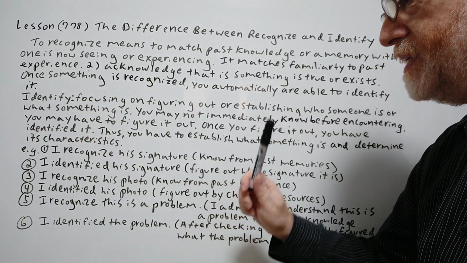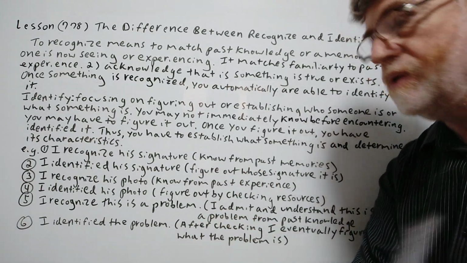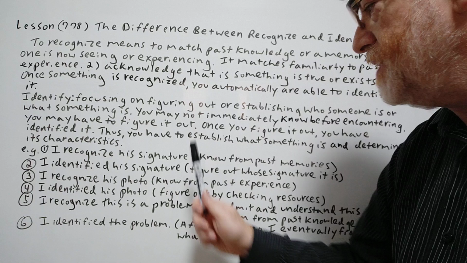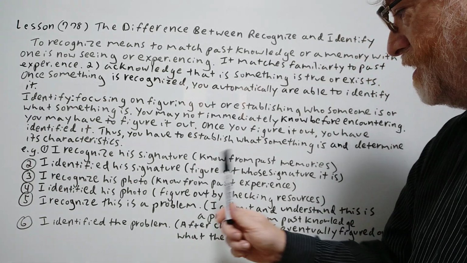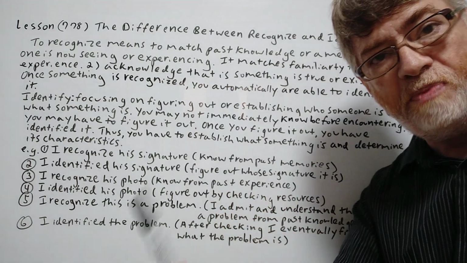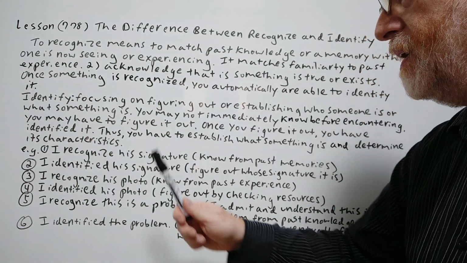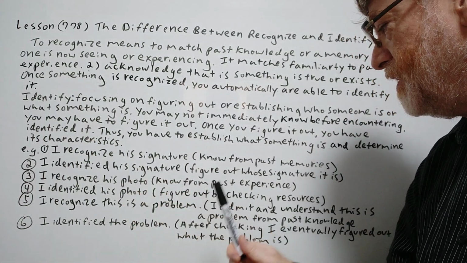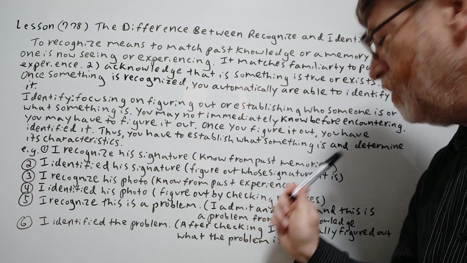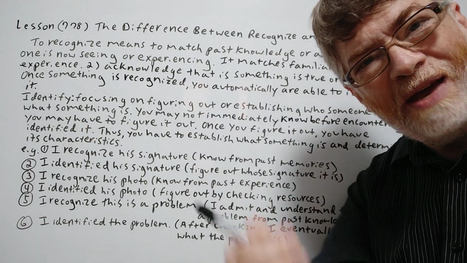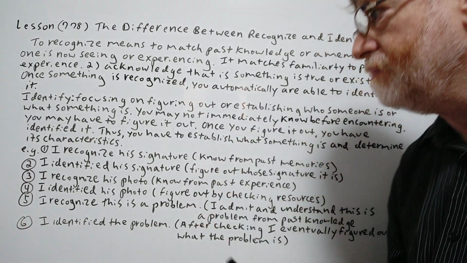Okay, anyway, we got 6 examples here to show just how it's used. Here's the first one. I recognize his signature. So, of course, this is what you mean, that you know from past experience. You know it. Number 2, I identified his signature. Well, you had to figure it out. Whose signature is it? You may have had to check things to figure that out.